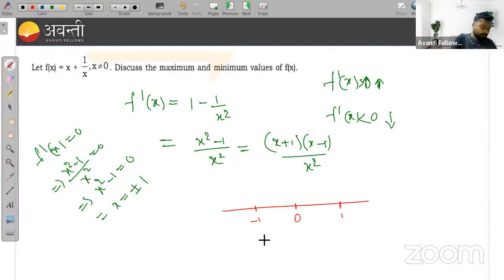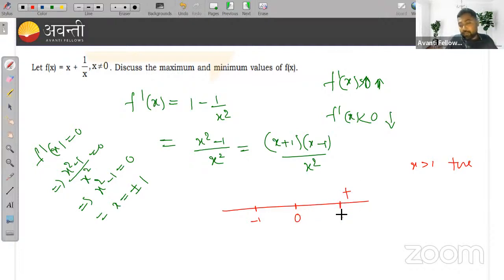Okay. So if you check by the interval, for x greater than 1, it becomes positive. Yes or no? It becomes positive. After 1, for greater than 1 it is positive. See, numerator is positive, denominator is also positive. That means when x is greater than 1, the first derivative becomes positive.